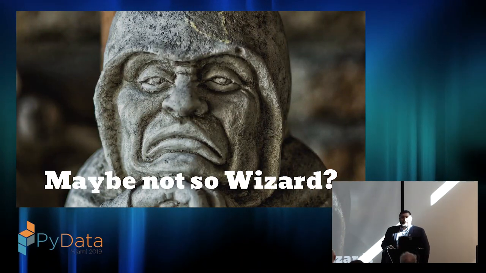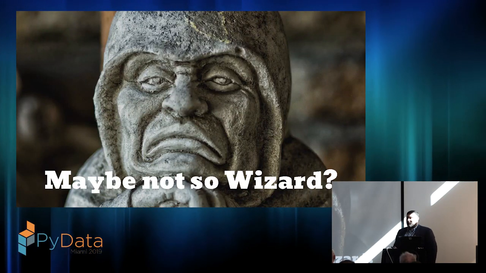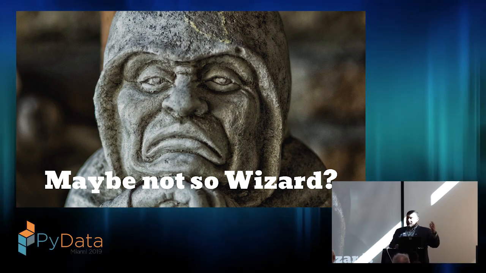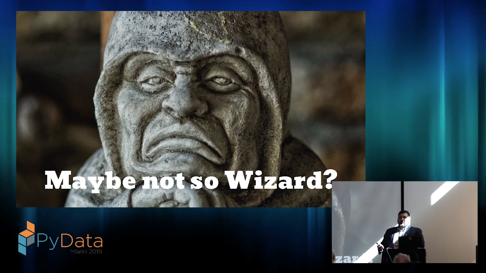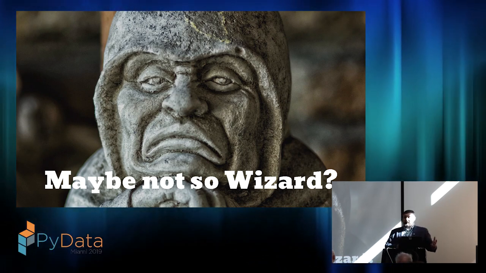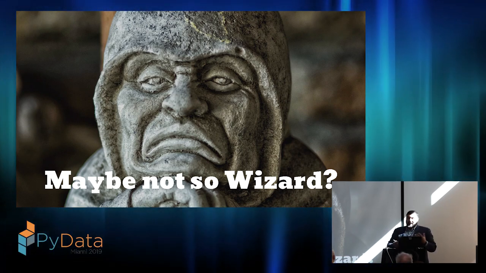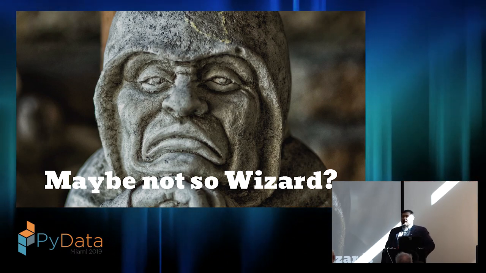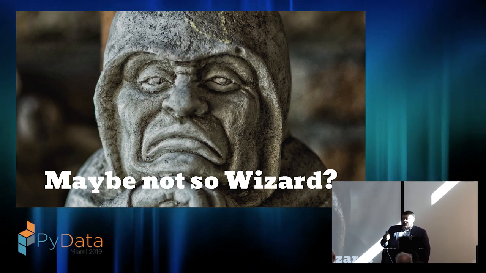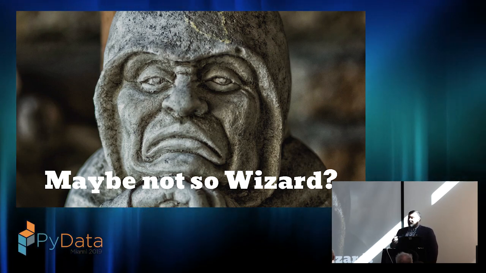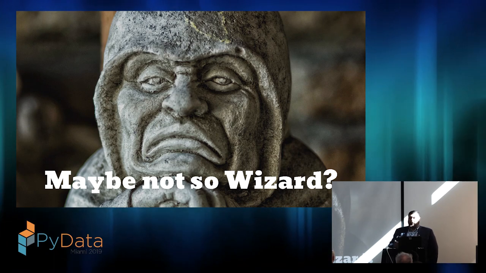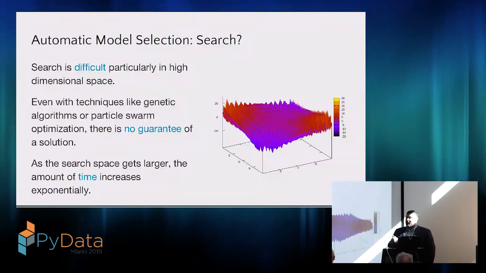And so at this point, maybe you start to feel not so wizard, because that earlier win that you got by reading a paper about the specific application and then bringing it to your data that fit in very well with the topic of the paper is maybe not so easily applied when you try to use it in different domains. And so this talk is really about, well, what do we do when we find ourselves in that situation? The first thing to do is to admit we have a problem, and that problem is search.